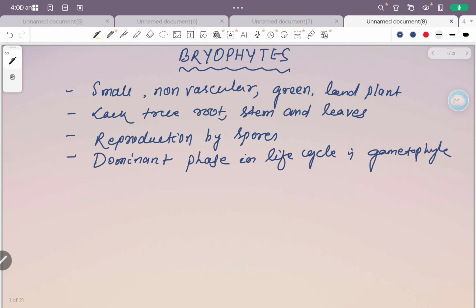Under the chapter Plant Kingdom, we have finished up to algae. Today we'll be discussing bryophytes. Okay, so what are bryophytes?